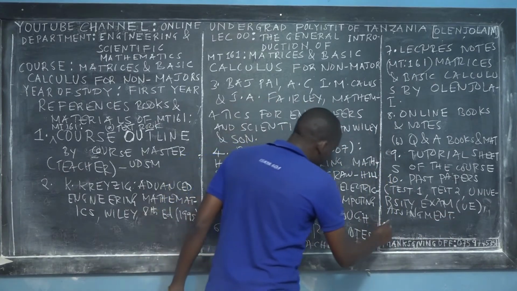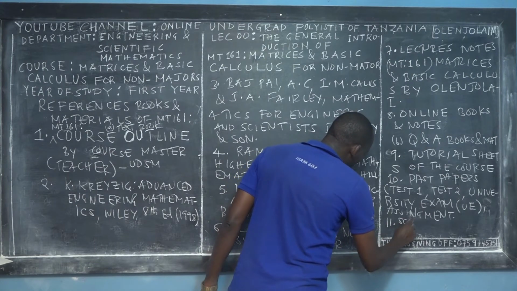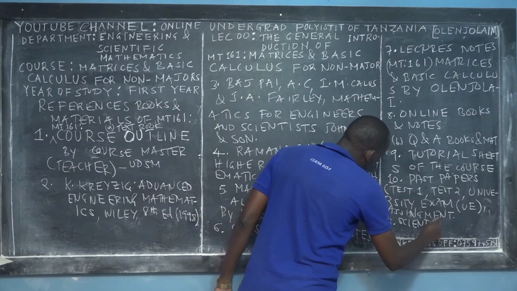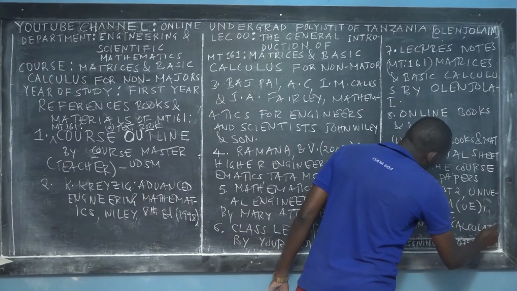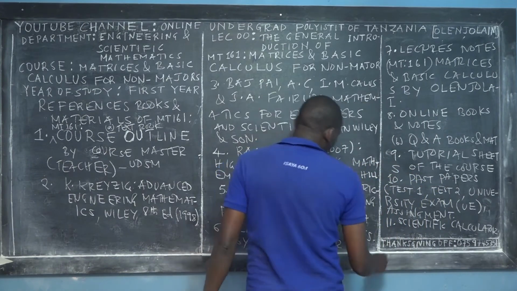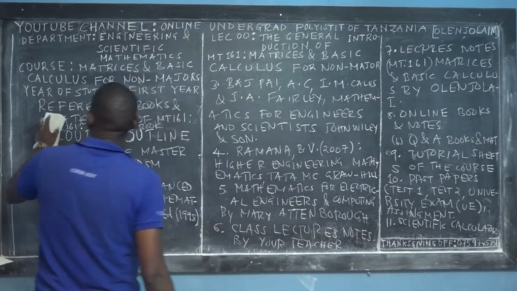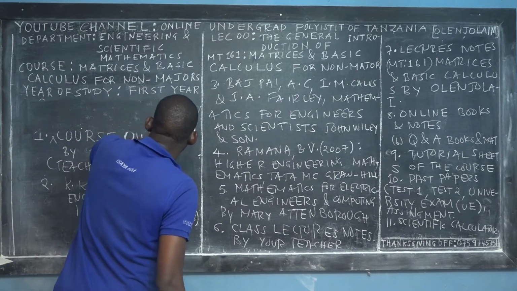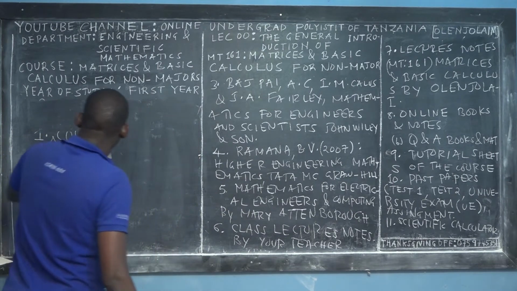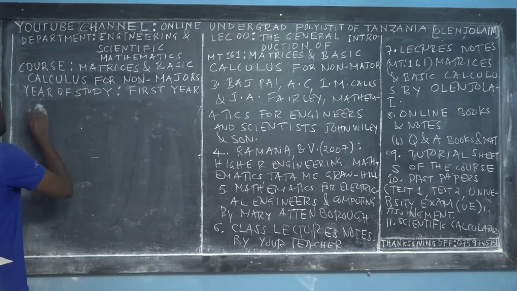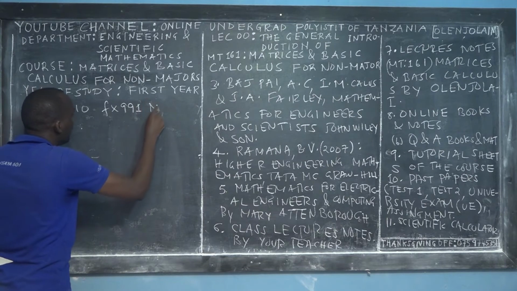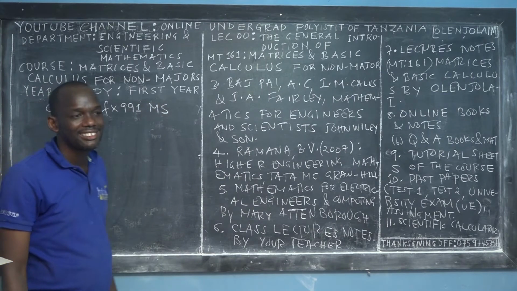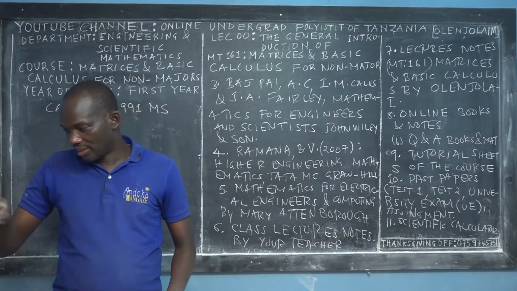Then the 11th reference material: you need to have a scientific calculator. And here I recommend for this course, because you'll be using a scientific calculator on solving many problems, the Casio fx-991MS. Okay? So you have to make sure that you have it.